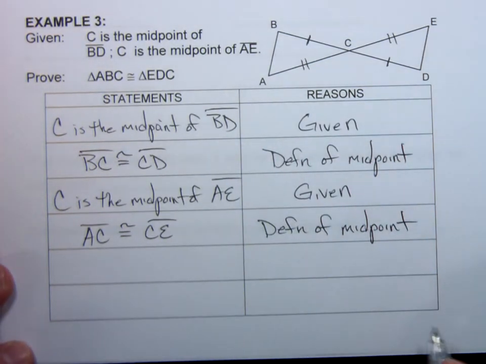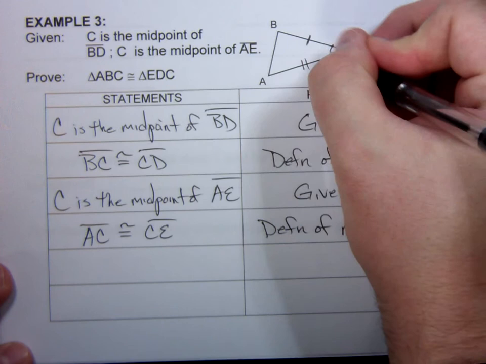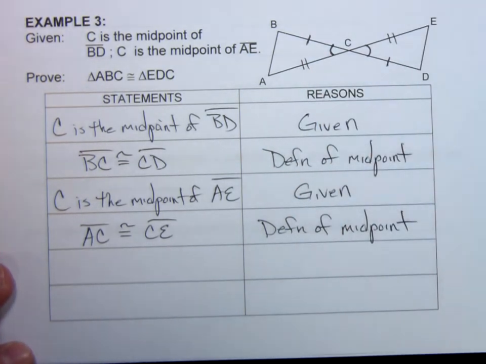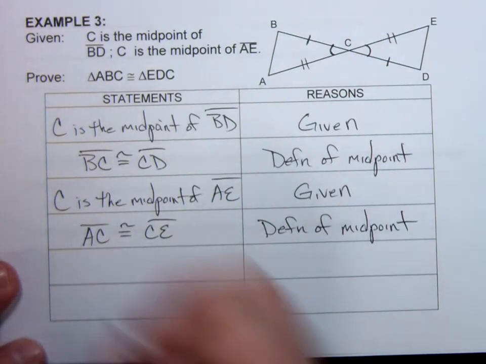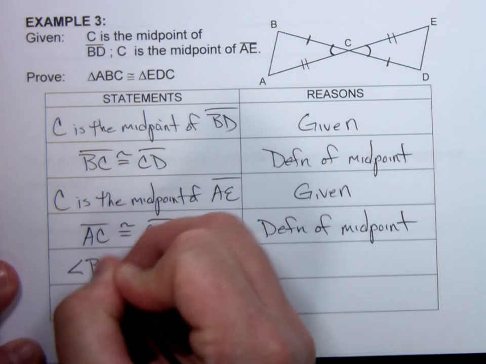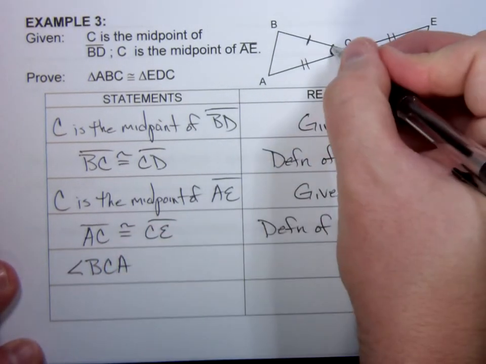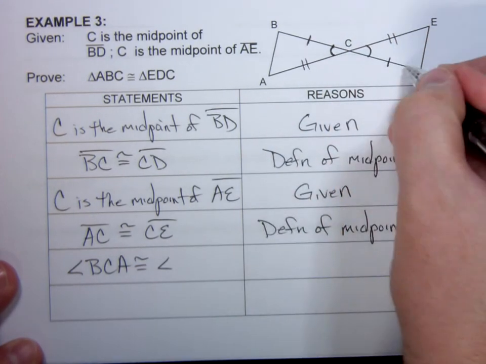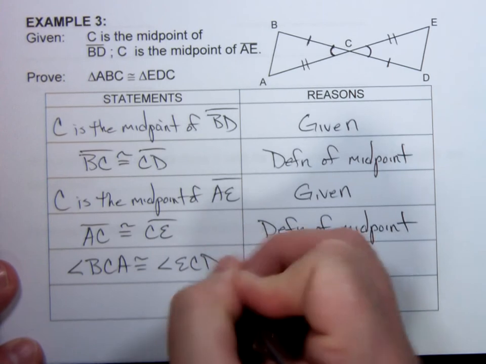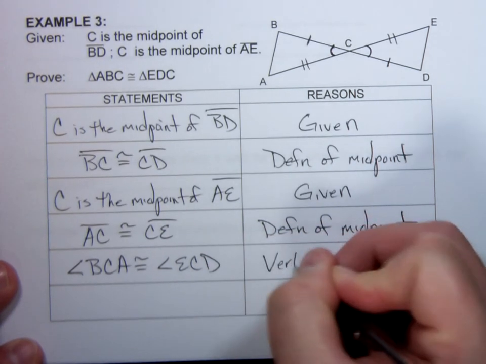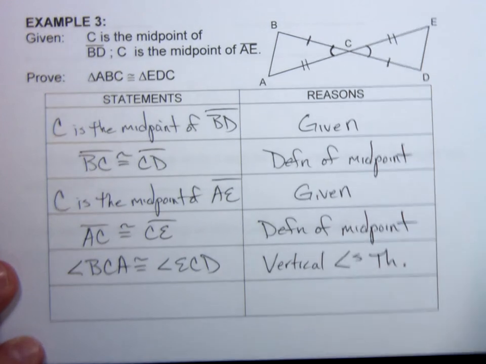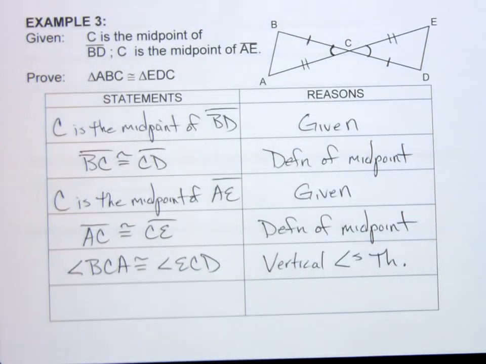And if I look at the picture, I see a pair of vertical angles. I know that vertical angles are always congruent, so I can say that angle BCA is congruent to angle ECD because they're vertical angles. So that is the vertical angles theorem. The vertical angles theorem tells us that vertical angles are congruent to each other.